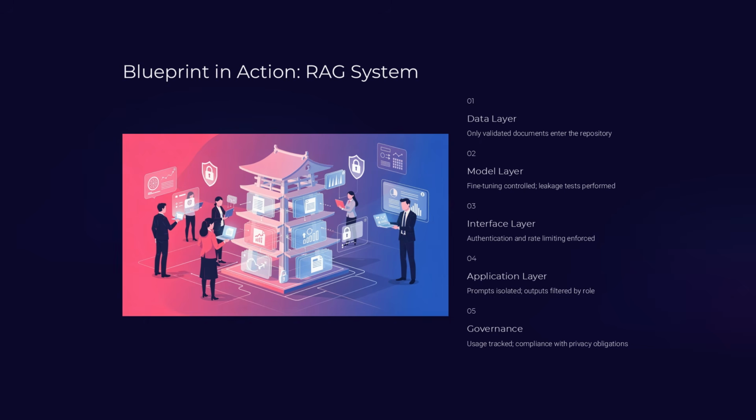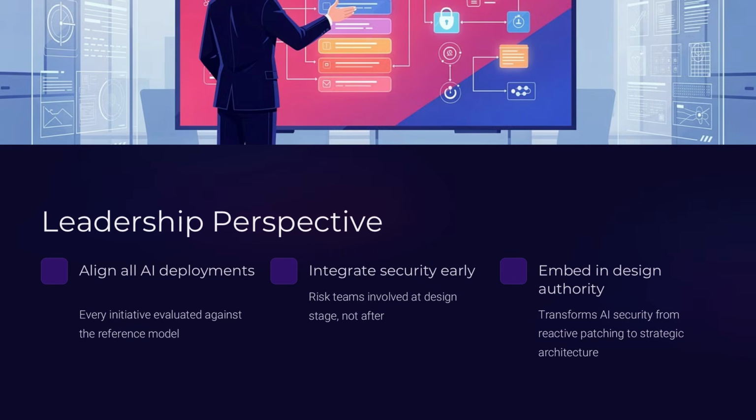When layered architecture is applied, artificial intelligence adoption becomes controlled and scalable. Without it, adoption becomes fragmented and risky. As a leader, your responsibility is not to configure controls. It is to define architecture standards. You must ensure that all artificial intelligence deployments align to a reference model.